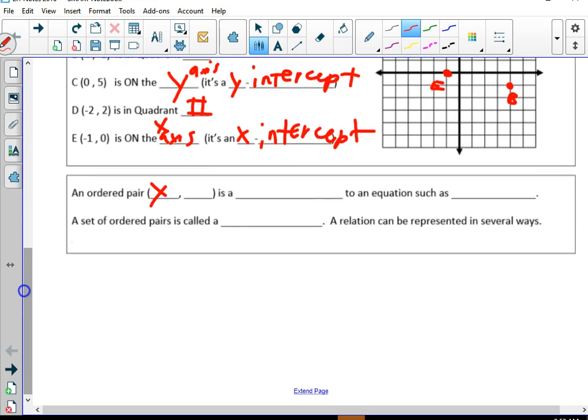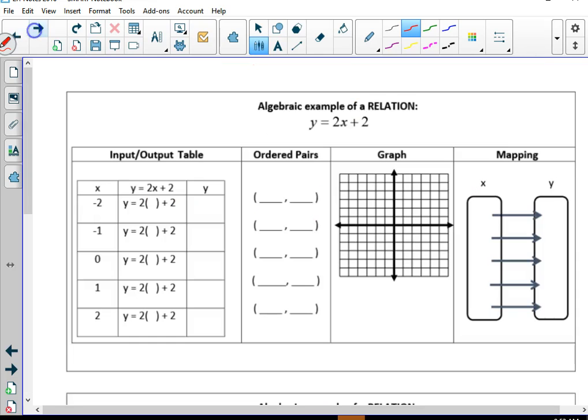An ordered pair, x, y, is a solution to an equation, such as y equals 2x plus 3. Okay? A set of ordered pairs is called a relation. The relation can be set in different ways. So if you have a table of values, that's a relation. How are the points related?